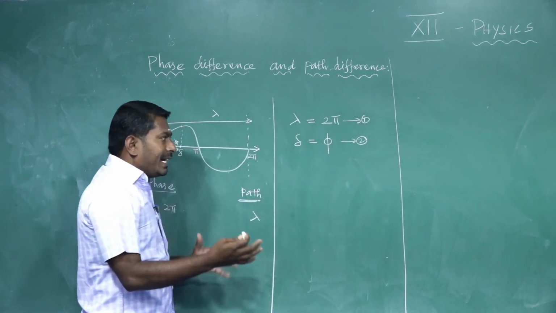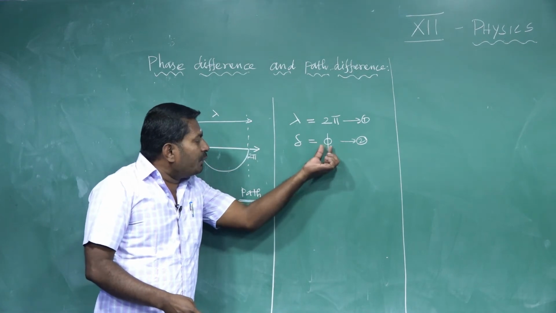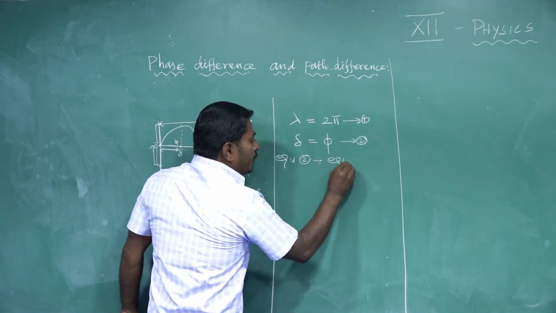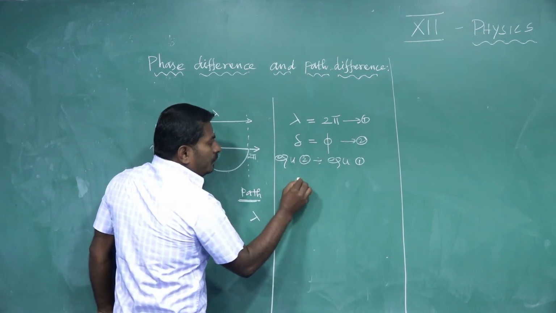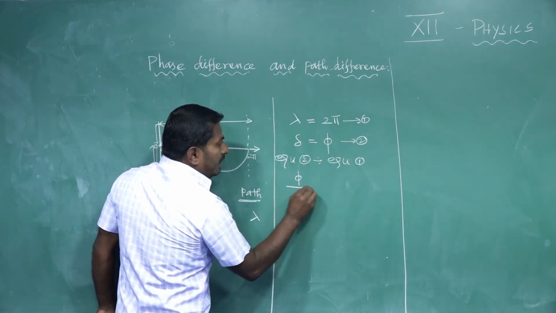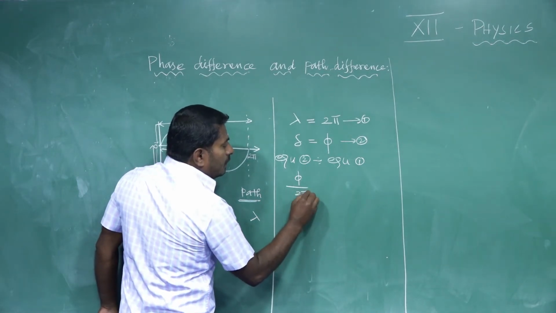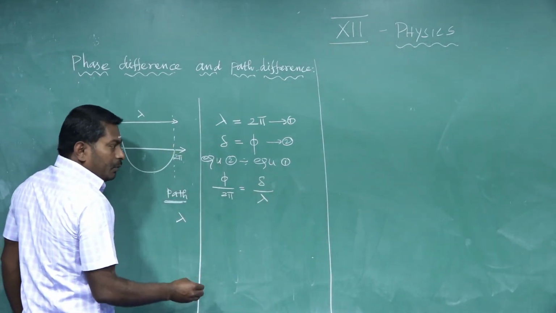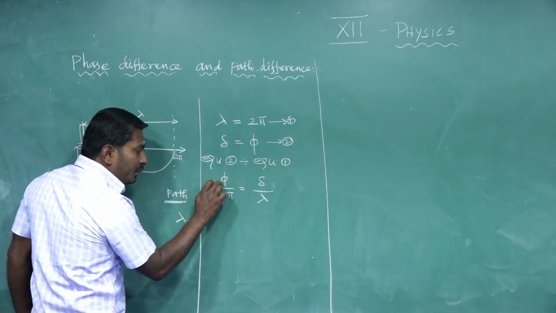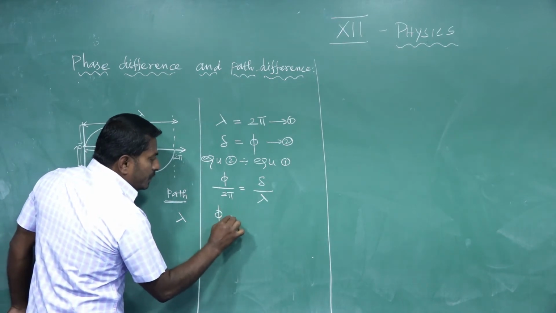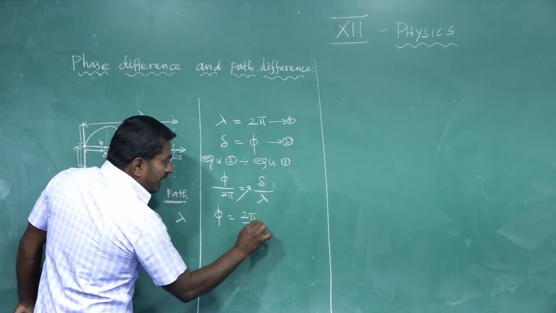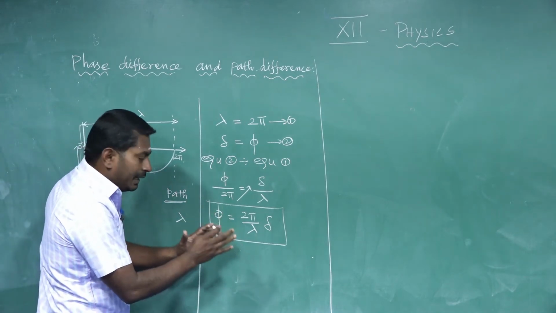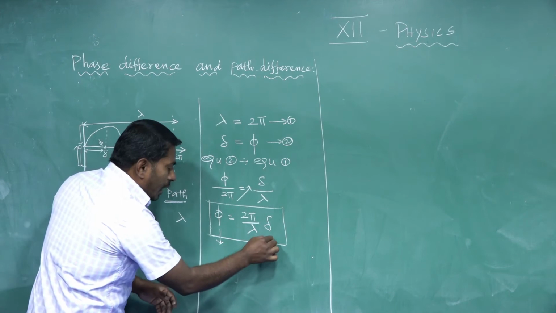From these two equations, we can get the simple relation between the phase of a wave and the path of a wave. Equation 2 divided by equation 1: phi divided by 2 pi is equal to delta divided by lambda. Our aim was to determine the relation connecting the phase of a wave and the path of a wave: phi is equal to 2 pi divided by lambda into delta. So it's a very important relation connecting the phase of a wave and the path of a wave.